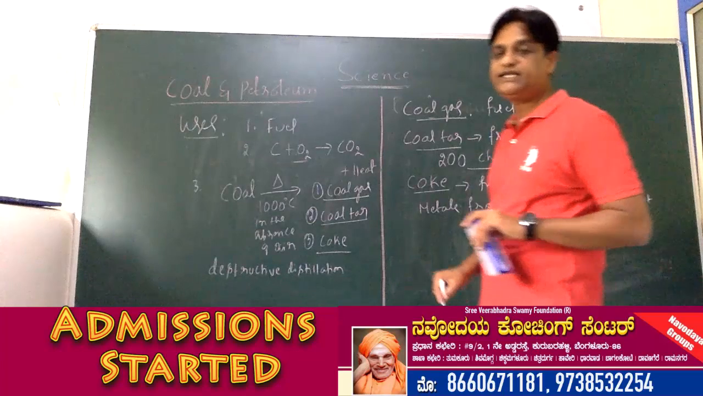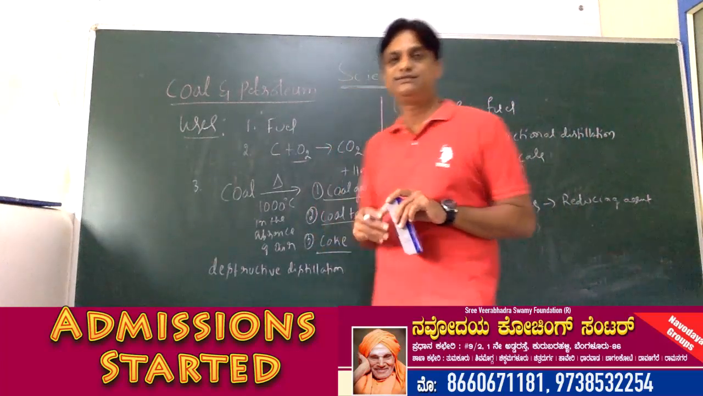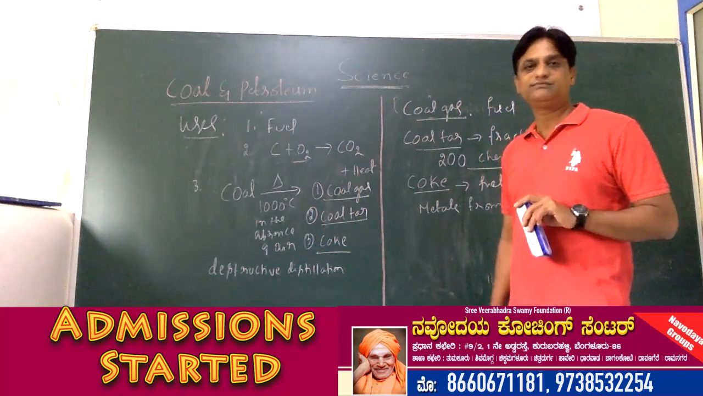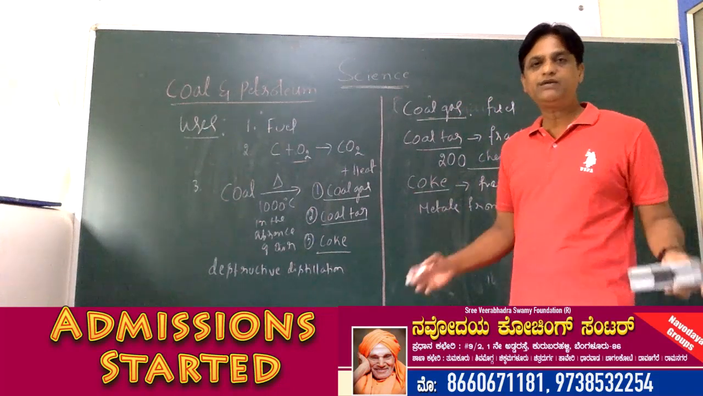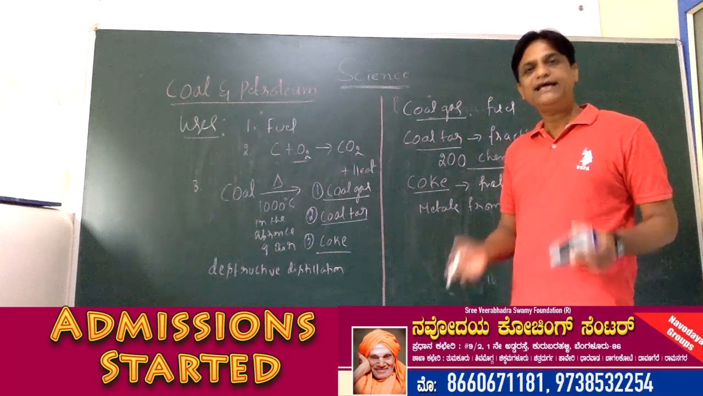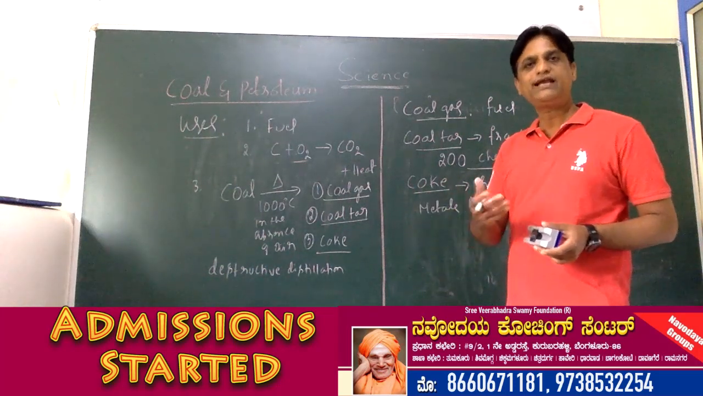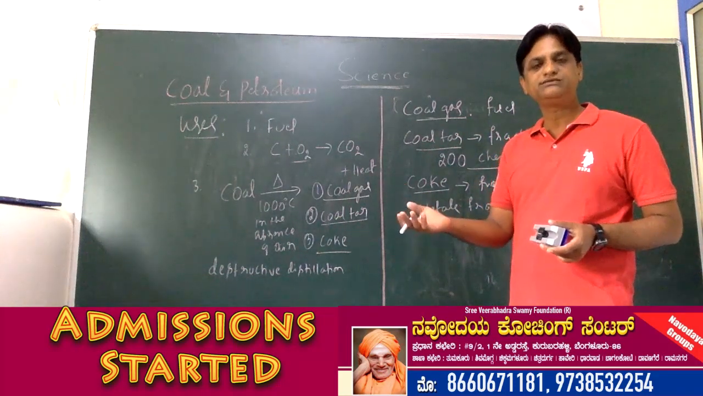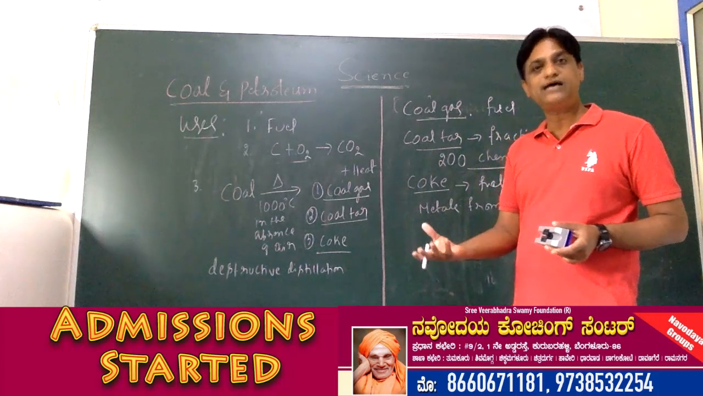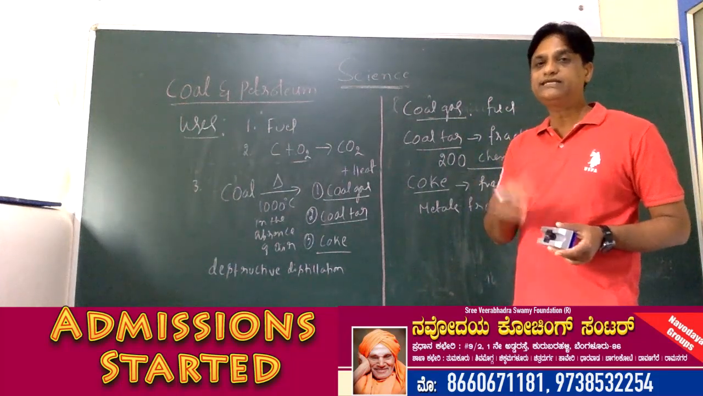So, reducing agent in metallurgical operations. For example, iron metal. Do we get iron metal in the earth's crust? No. Iron metal is found in the combined state. Iron ores, magnetite, hematite, limonite, are the iron ores which are found in the earth's crust. How can we get the iron that is required?